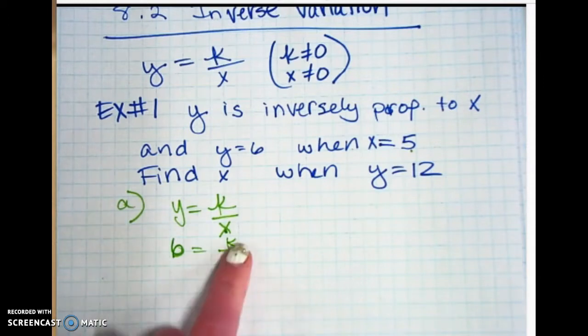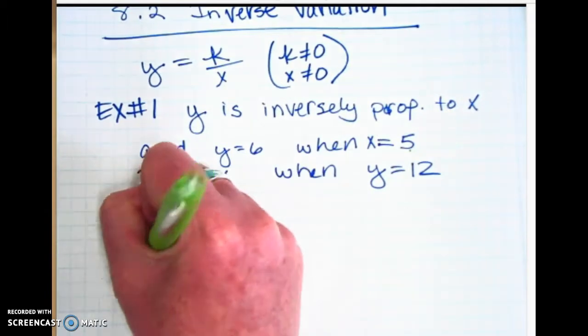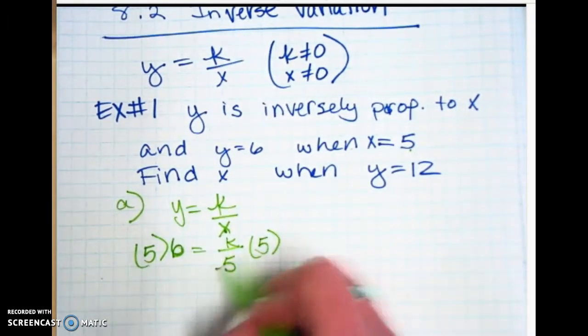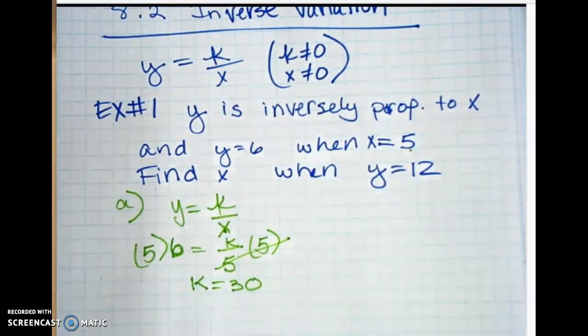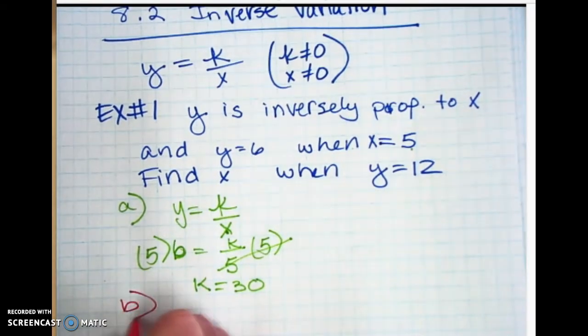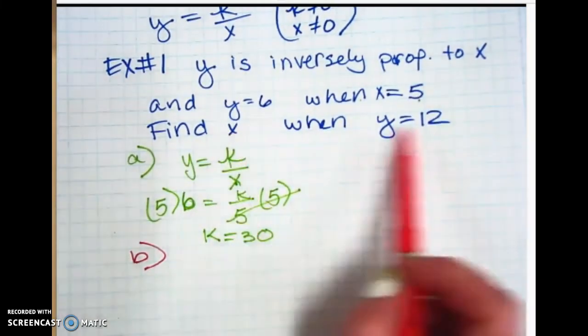Okay? So k is being divided by 5. The inverse operation is to multiply by 5. Cancel, and you get k equals 30. Feels like you should be done, but you're not done. Okay? Now you need to do the second part of the problem, where you're going to plug in the k that you just found and one more piece of information.